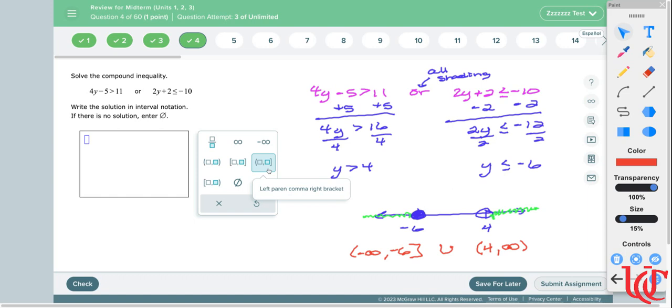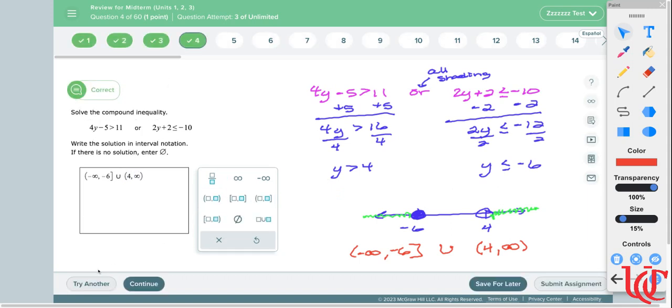So I need this one with negative infinity going to negative 6. And then I need my u. And then I need the 2 parentheses because they match. And I go 4 until infinity. Check my answer. And I'm good.